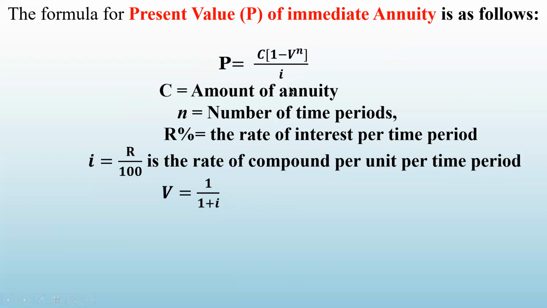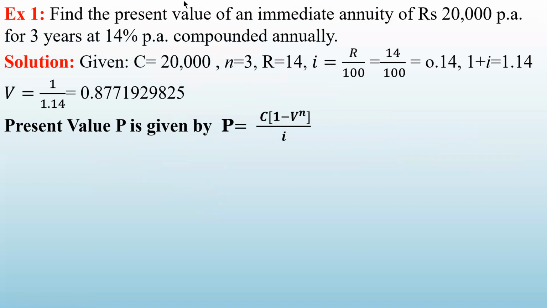Where C is the amount of annuity, N is the number of time periods, R is the rate of interest per time period, and I is the rate of interest per rupee, means per unit and per time period. And V is 1 divided by 1 plus I. So with this formula, now we can solve our problems. So let us take the first problem.